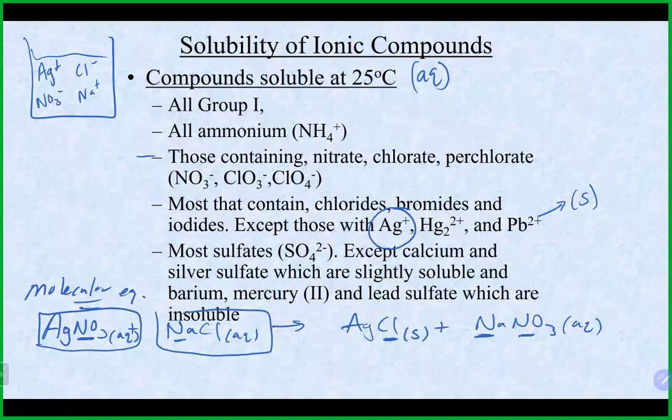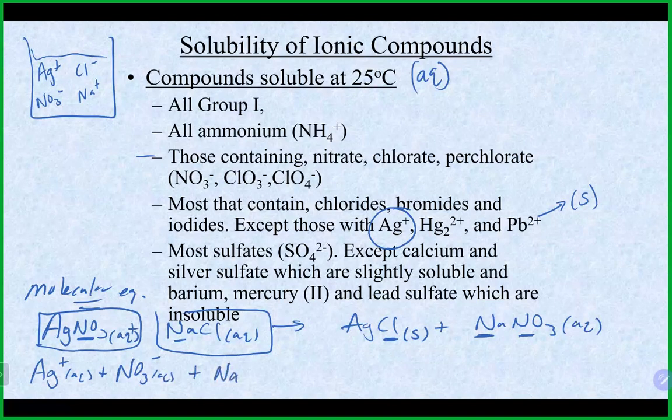Stay together in solution and break apart. In this case, we could write another equation where our silver nitrate would break apart into ions in solution. And we would have a silver ion and a nitrate ion. We would also have our sodium chloride break apart into a sodium ion and a chloride ion.